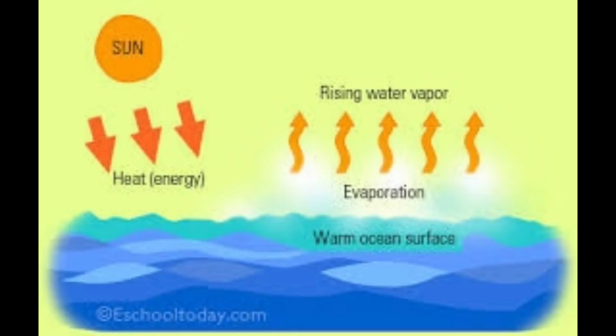And also, evaporation brings rain. Do you know how? The initial stage of the water cycle process is evaporation. So if evaporation is not at all there, then the water cycle would remain incomplete.